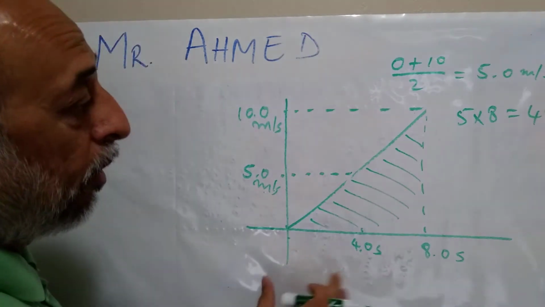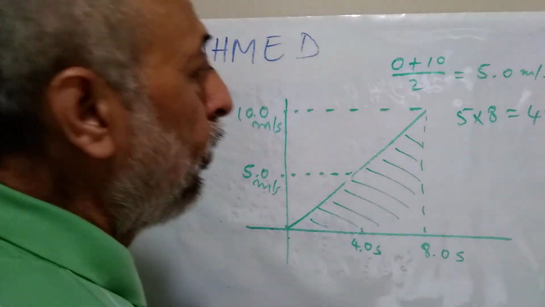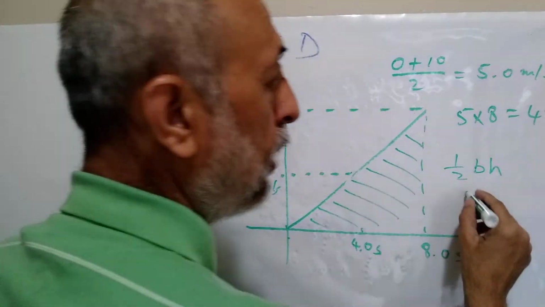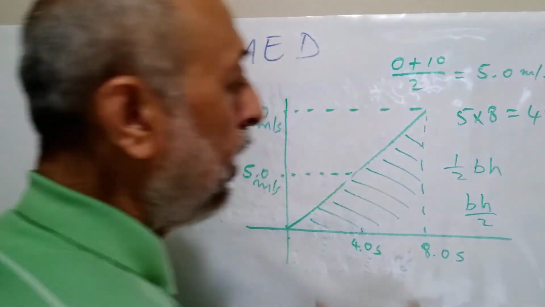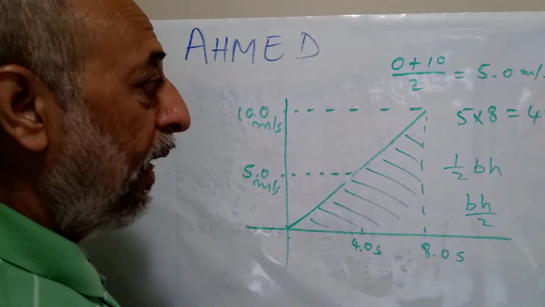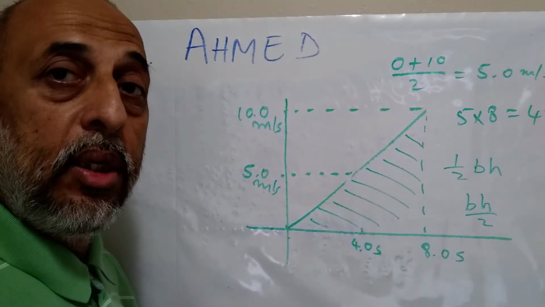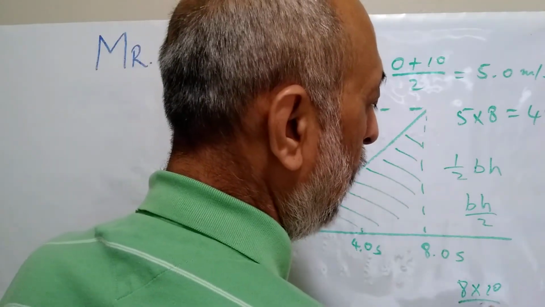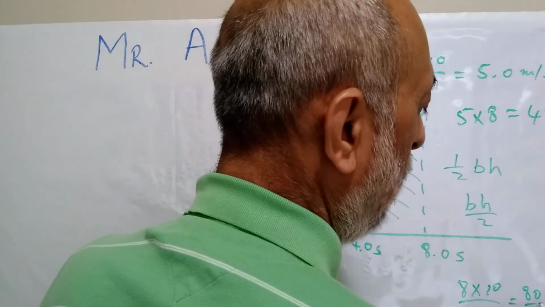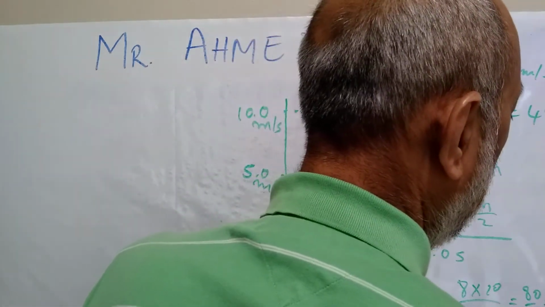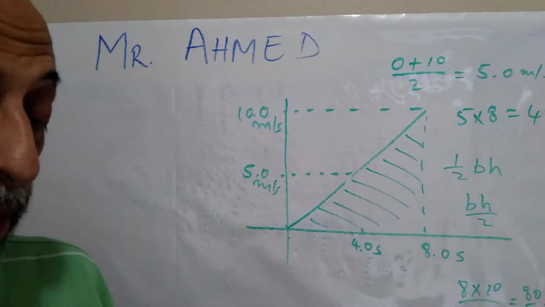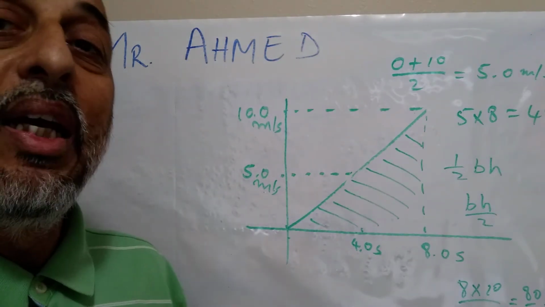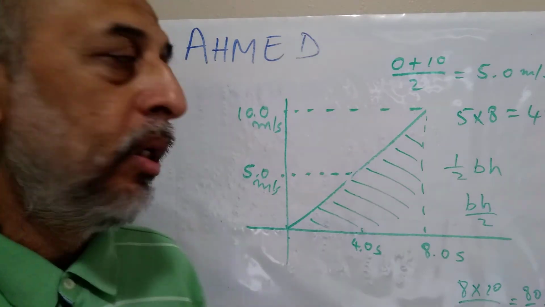And to calculate the area of a triangle, we use the formula 1/2 times base times height, which is the same as base times height divided by 2. Base in this case is 8. Height in this case is 10. So if I did 8 times 10 divided by 2, which is 80 divided by 2, that is also 40. So once again we conclude that calculating the displacement from a velocity versus time graph is in fact the area under the graph.